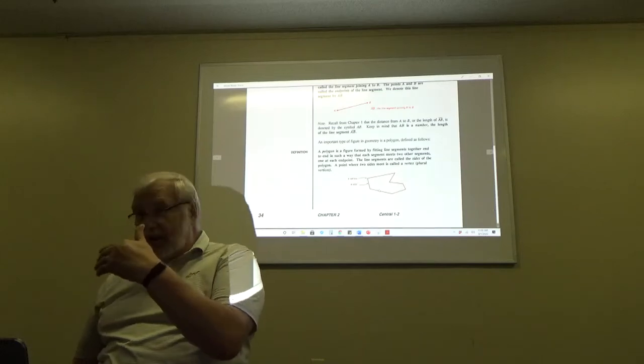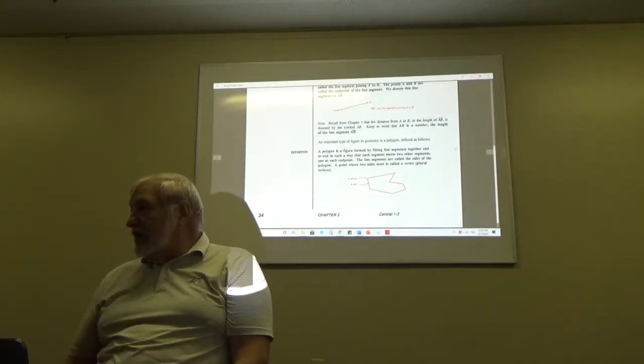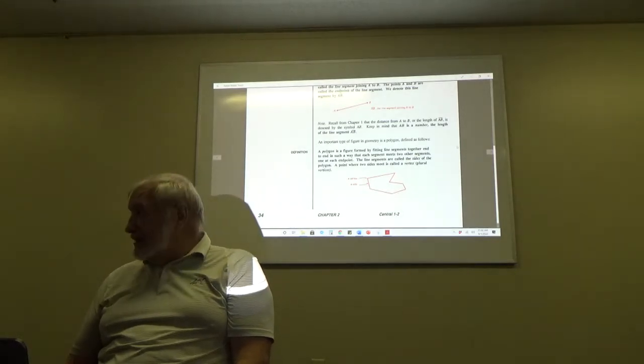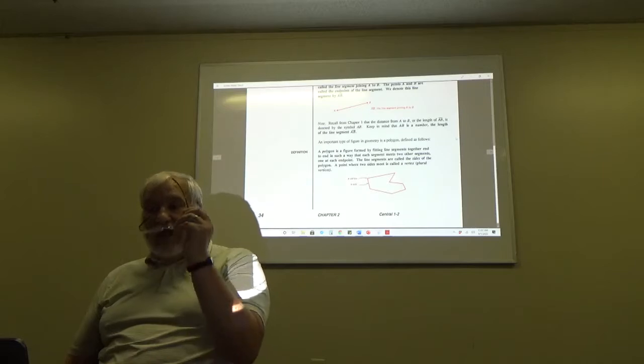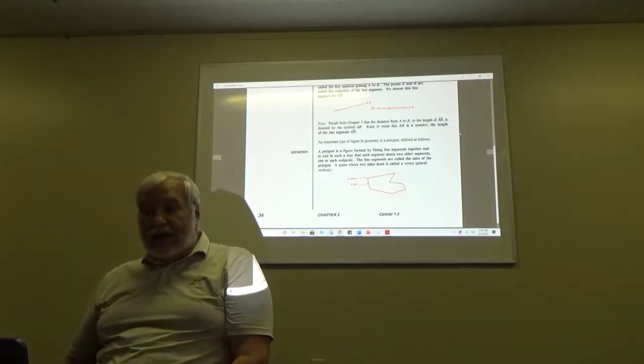You will not see a concave part in normal, regular polygons, but they can exist. Okay? So we have segment, vertex, side, concave.